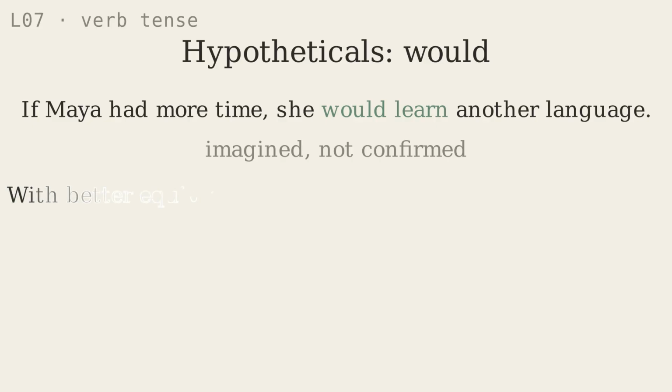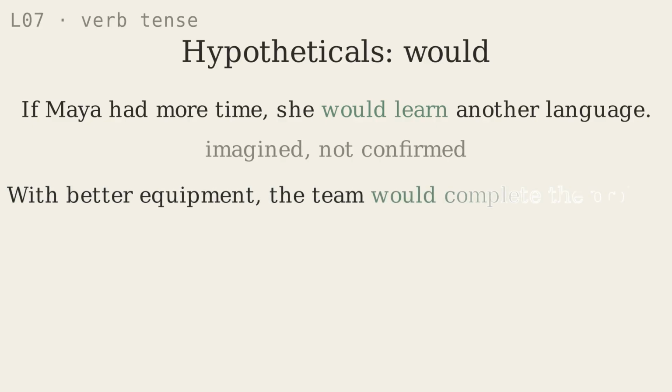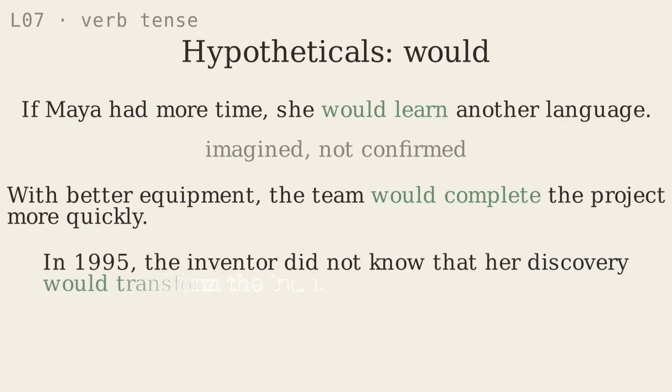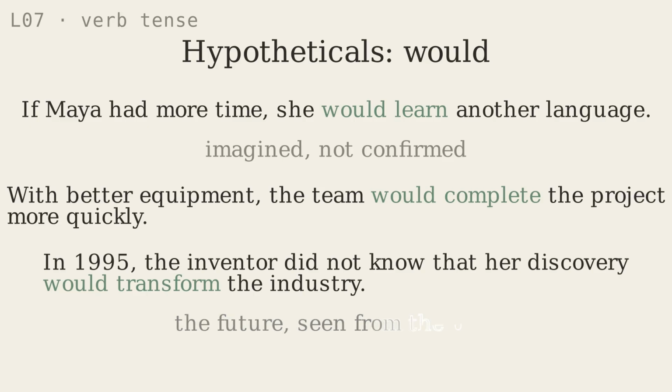Here is another example. With better equipment, the team would complete the project more quickly. The sentence describes a possible result, not a confirmed event. The word would helps show that the situation is hypothetical. Would can also describe the future from a past point of view. For example, in 1995, the young inventor did not know that her discovery would transform the industry. The transformation happened after 1995, but the sentence is being told from a point in the past. Therefore, we use would transform rather than will transform.